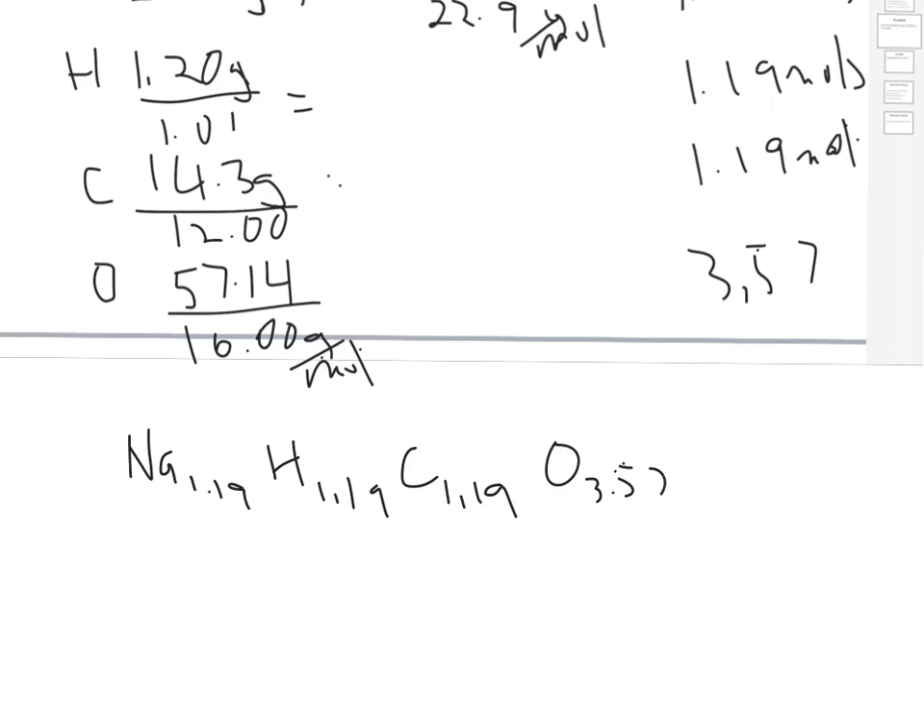But you nor I have never seen a molecular formula like this, and this is what we're trying to generate. We're trying to generate a molecular formula, or empirical formula. Empirical is the reduced form of it. So what we need to do is divide through to get whole numbers. And the only way that we can divide to get whole numbers is by looking at the lowest number and dividing through by that. So the lowest number is 1.19. So we're going to divide each one by 1.19.